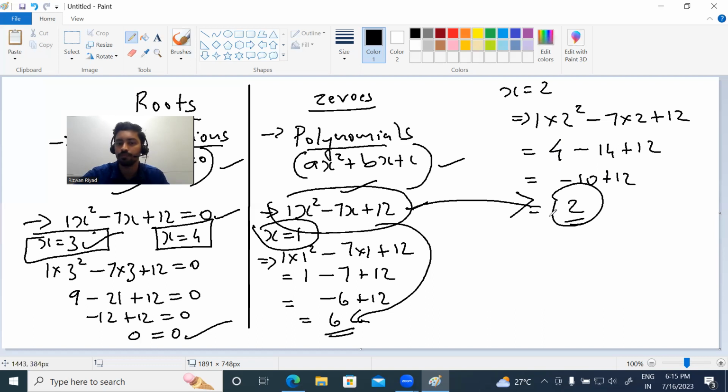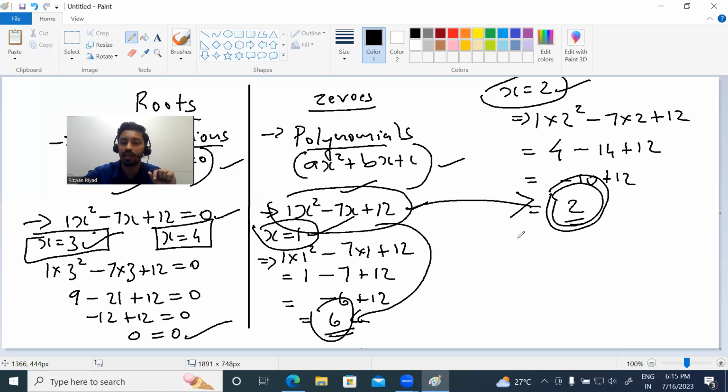But here we tried two values, 1 and 2. In both cases, we are not getting the polynomial reducing to 0, right? In the case of 1, the value of the polynomial is 6. In the case of 2, the value of the polynomial is 2. In both cases, the value is not 0. At what value will we get the polynomial 0? Those values are known as zeros of the polynomial.